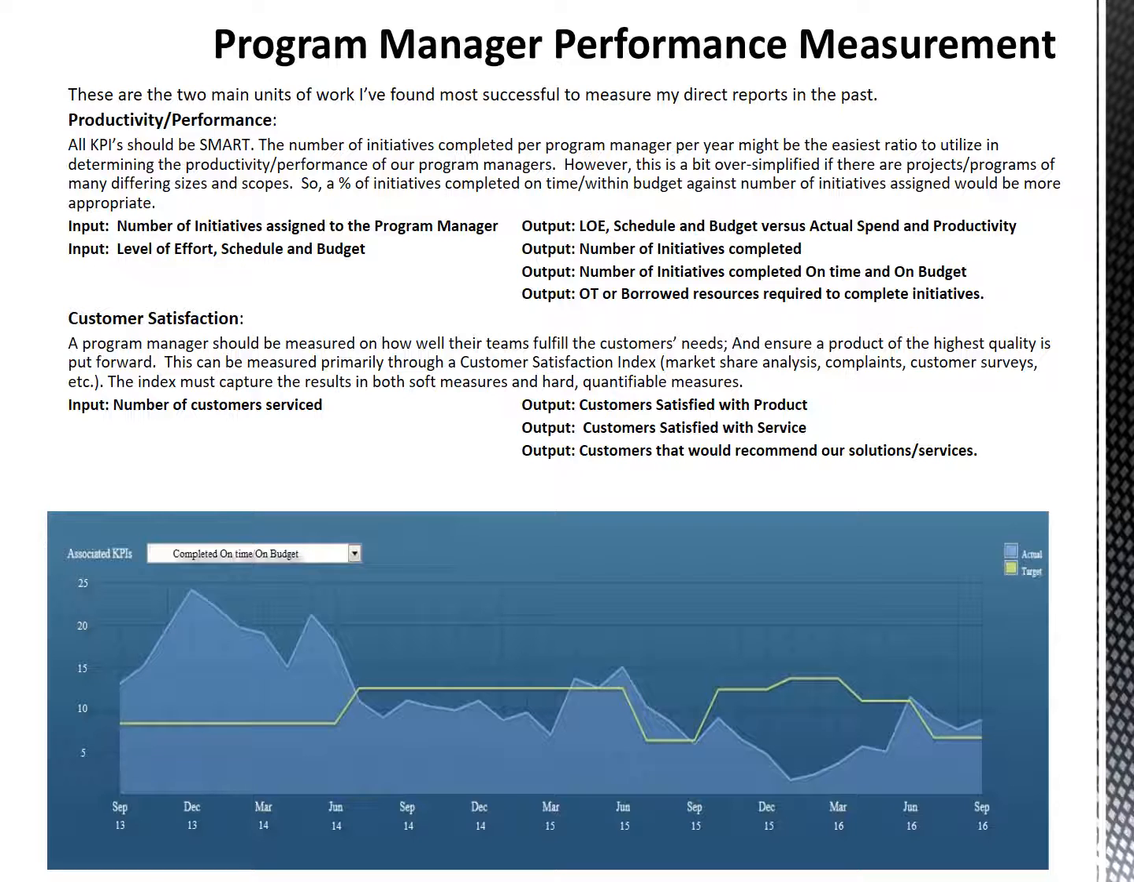And I think we ought to use percentages on that for obvious reasons. Some folks could have a bunch of little projects, but someone else might only have a few very, very large projects or programs. So our input would be the number of initiatives assigned to the program manager and the level of effort to include the schedule and budget. And the outputs would be the actual spend and actual productivity against those schedules and against that budget. Also, the number of initiatives completed and the number of initiatives completed on time and on budget.